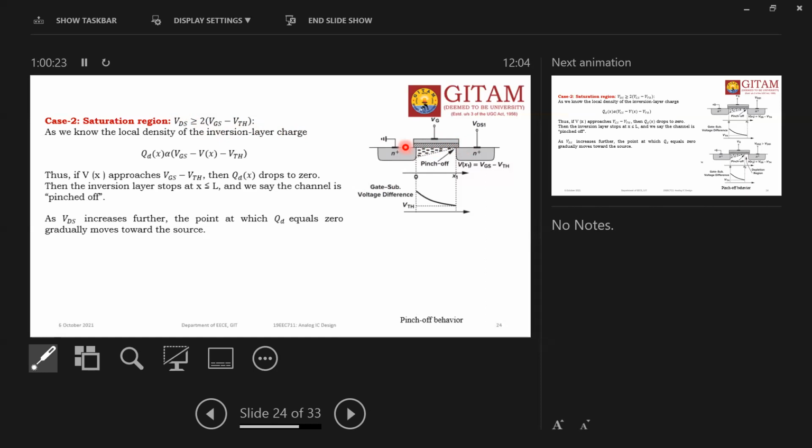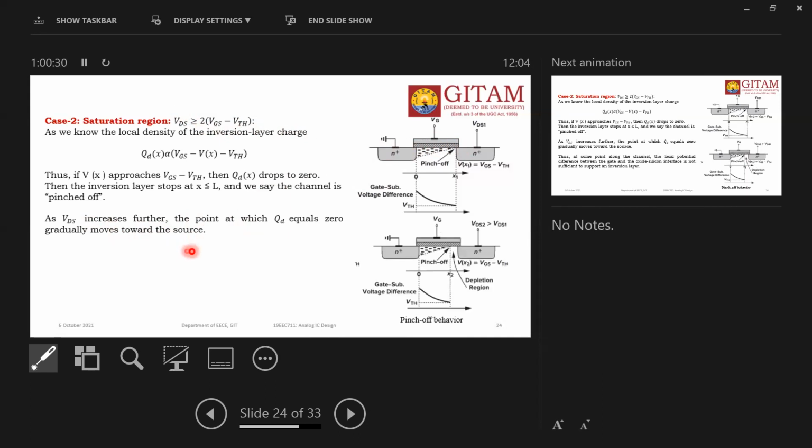Charges 0 means no channel. Okay, so this is the shifting. See here, the pinch off point was earlier here, now it is shifted to here. Understand or not? Whenever it shifts to here, this becomes the depletion layer. This is the inversion layer, this is the depletion layer. Depletion layer means what? A wall, simply a wall, which restricts the flow of the carriers.